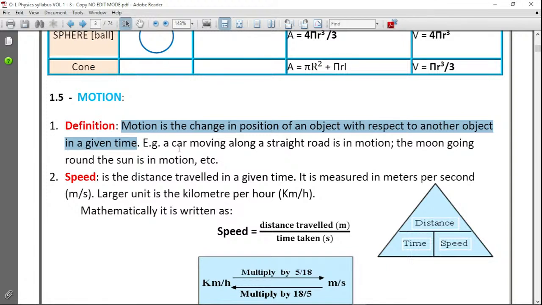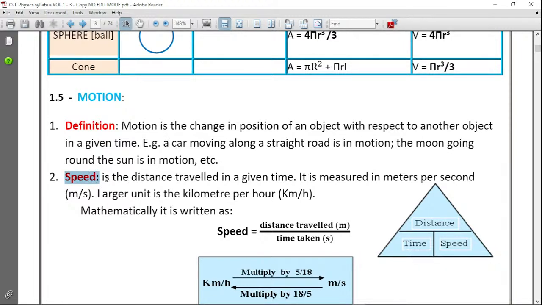All right, let us look at a car moving along a straight road. Is the car in motion? Yes, so they may ask you to define motion and give an example. Motion is the change in position of an object with respect to another object in a given time, and an example is a car moving along a straight road. The moon going around the sun is also in motion. And then we have speed.